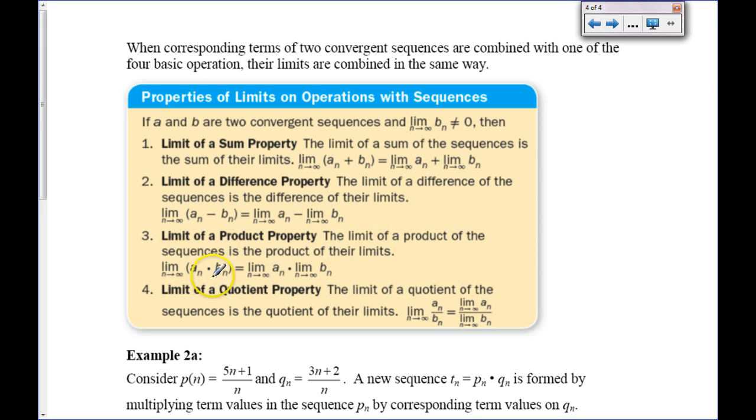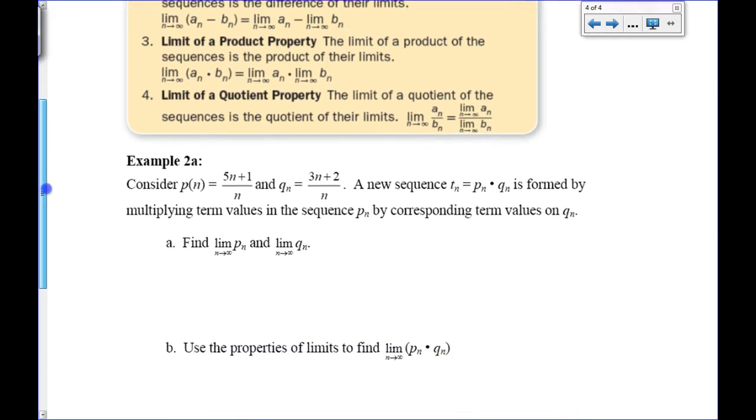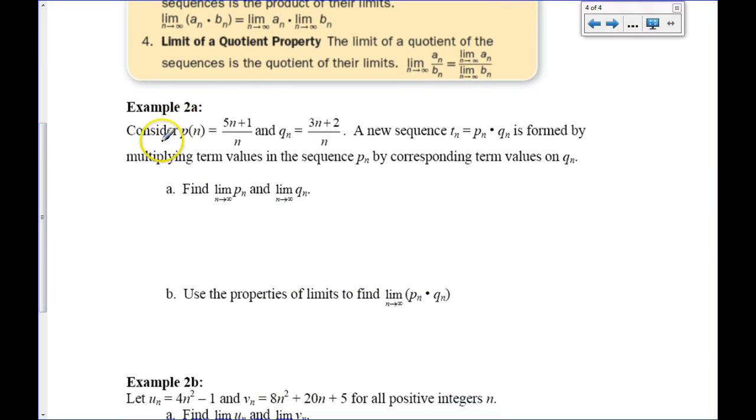Same with multiplication. You're just distributing it. Exactly. Okay? It's a good way of saying it. So, let's look at this next one. We have two sequences. We have p sub n right here, and we have q sub n. And it says, first of all, find the limit of p sub n. Well, we just did that. That was the one up above. What was that limit? 5, right?